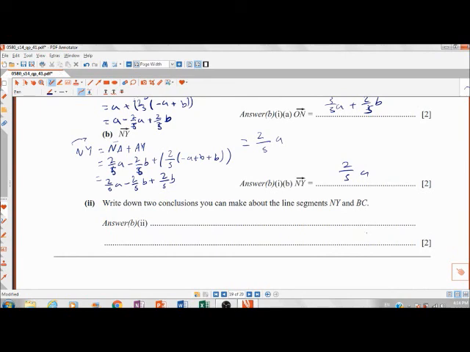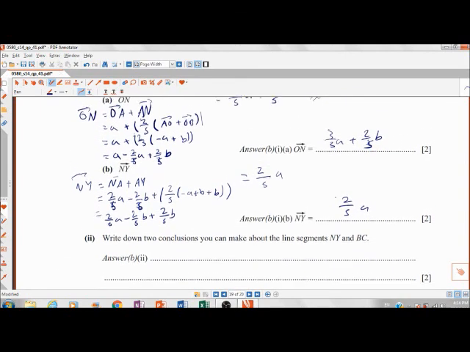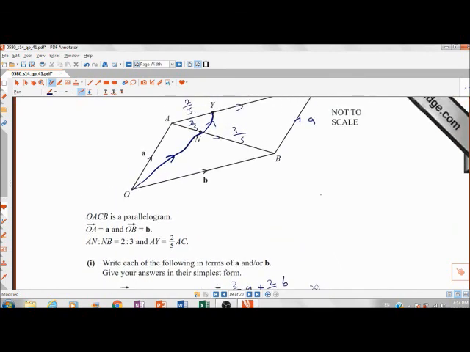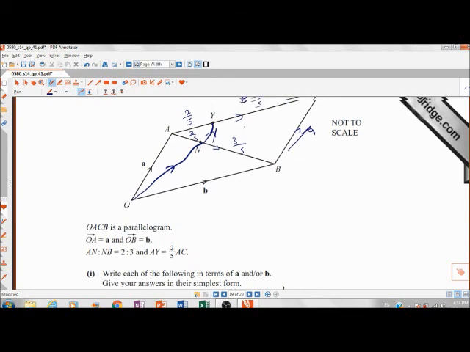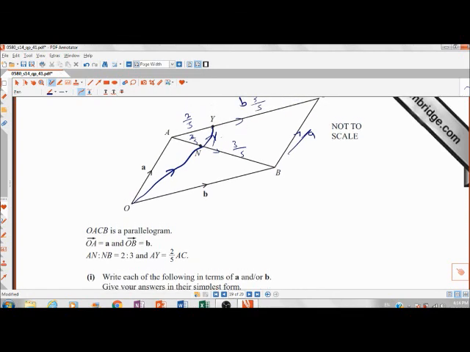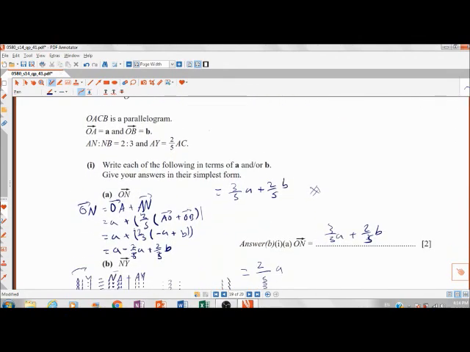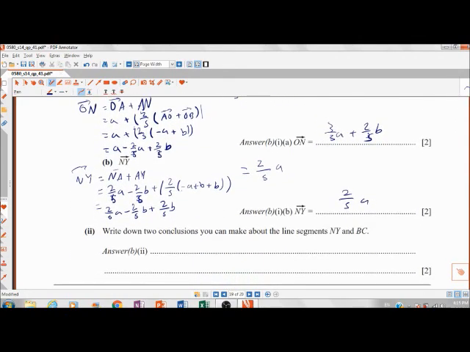Write down 2 conclusions you can make about the line segments NY and BC. So this line and this line. Well, first, they're parallel. Second, NY is 2 over 5 of BC. This is the first point. Second point, NY is parallel to BC.